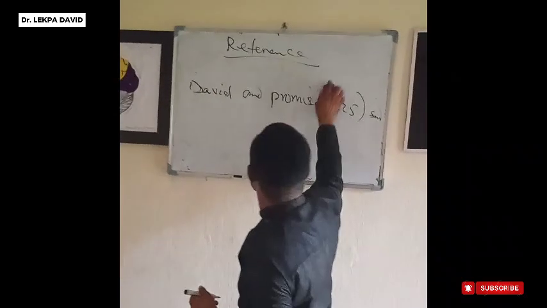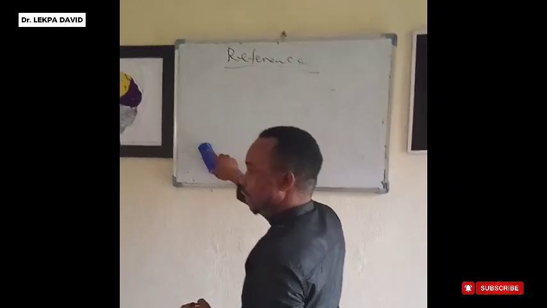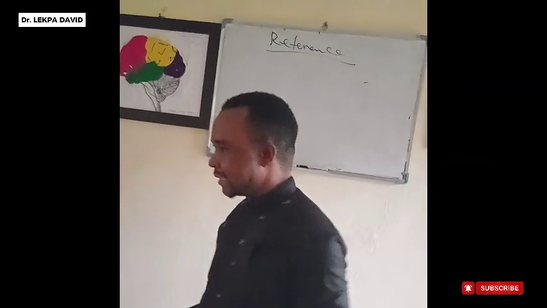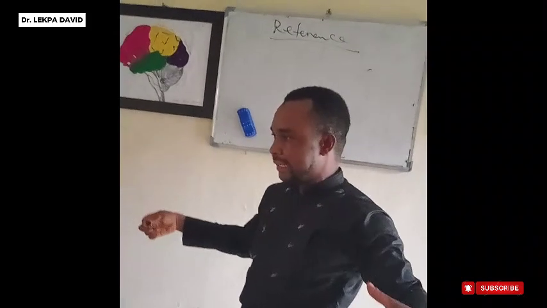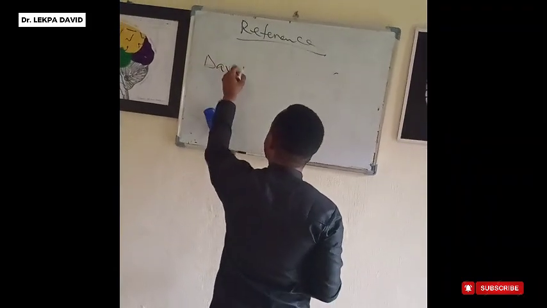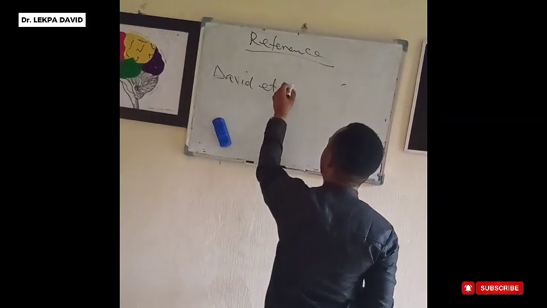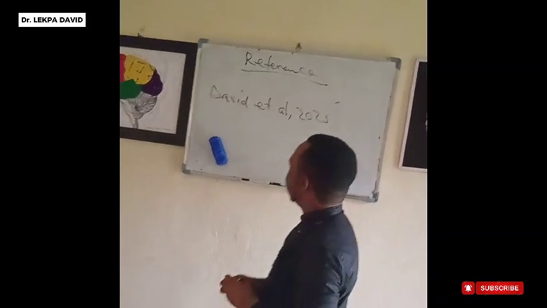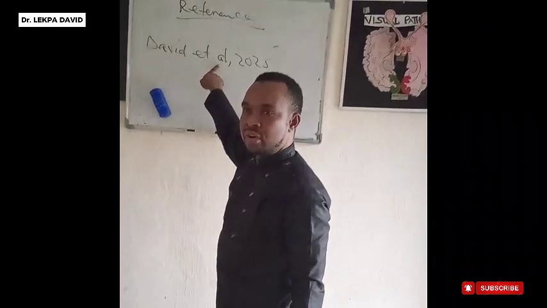Now, if it is more than two authors, okay, you are not going to say David, Promise, Peace, Goliath. It will be too long in your work to be citing like that. So you say David et al., 2025. Now, in the 7th edition, they don't italicize at all.